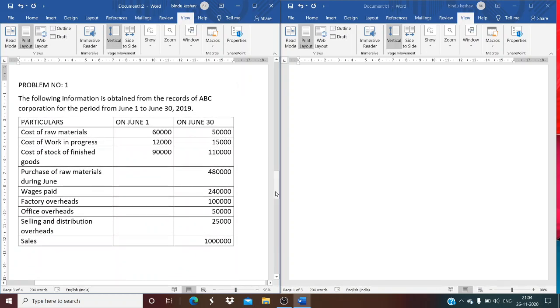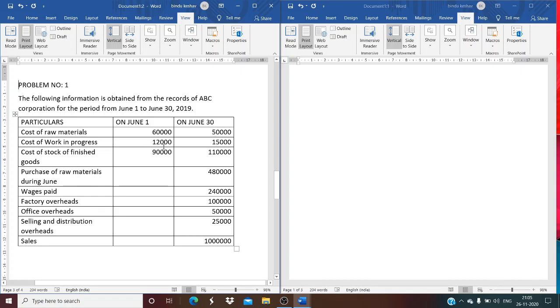First problem, the question goes like this. The following information is obtained from the records of ABC Corporation for the period from June 1st to June 30th, 2019. We have the information regarding June 1st, June 30th. The cost of raw materials on June 1st was 60,000, on June 30th 50,000, which means the opening stock of raw materials was 60,000 and the closing stock was 50,000.